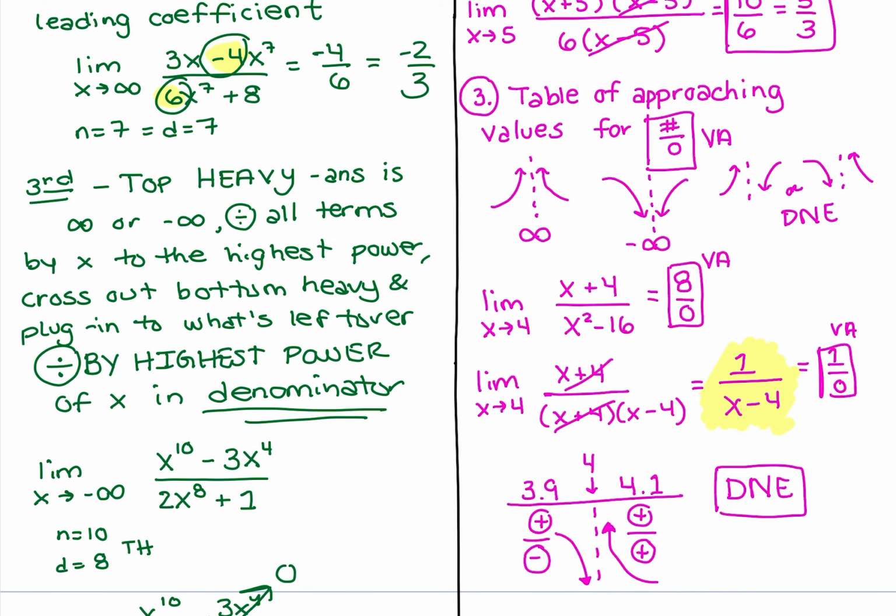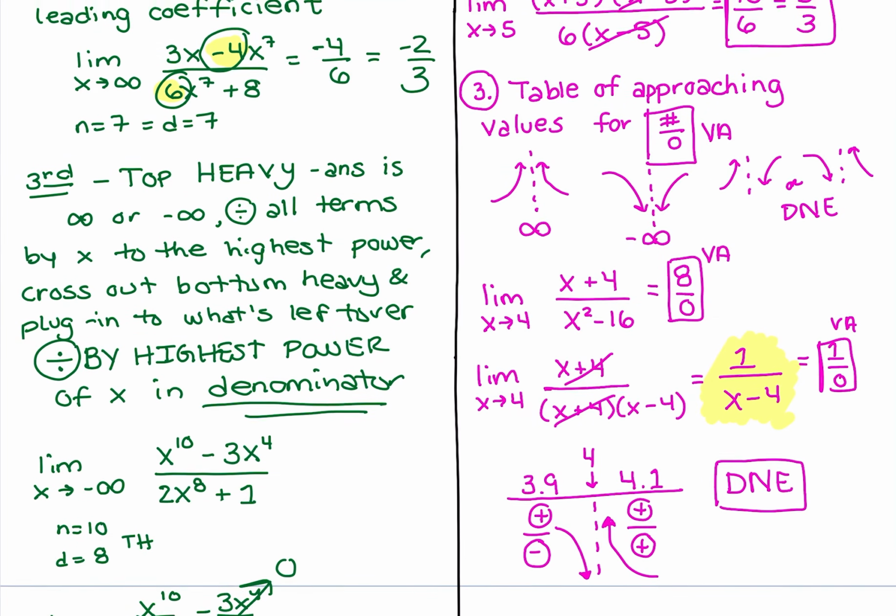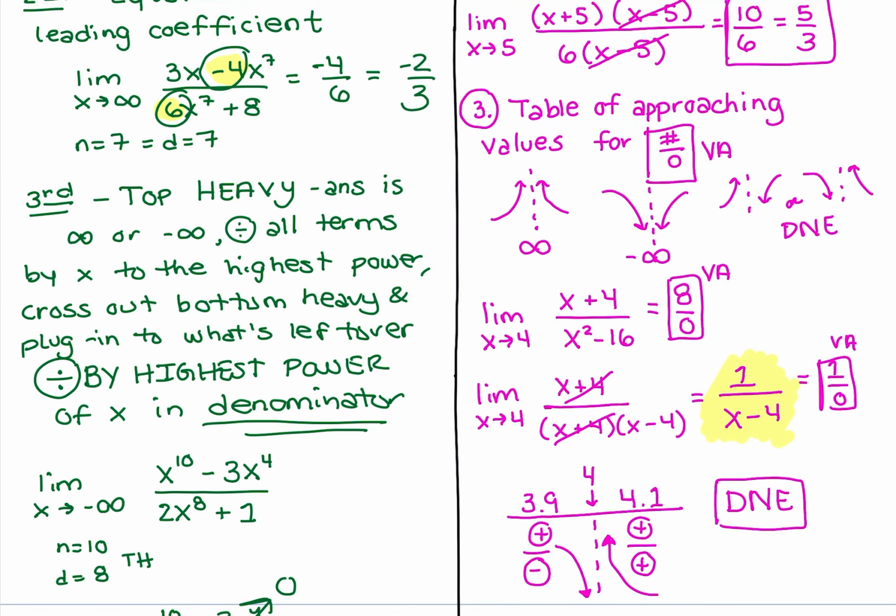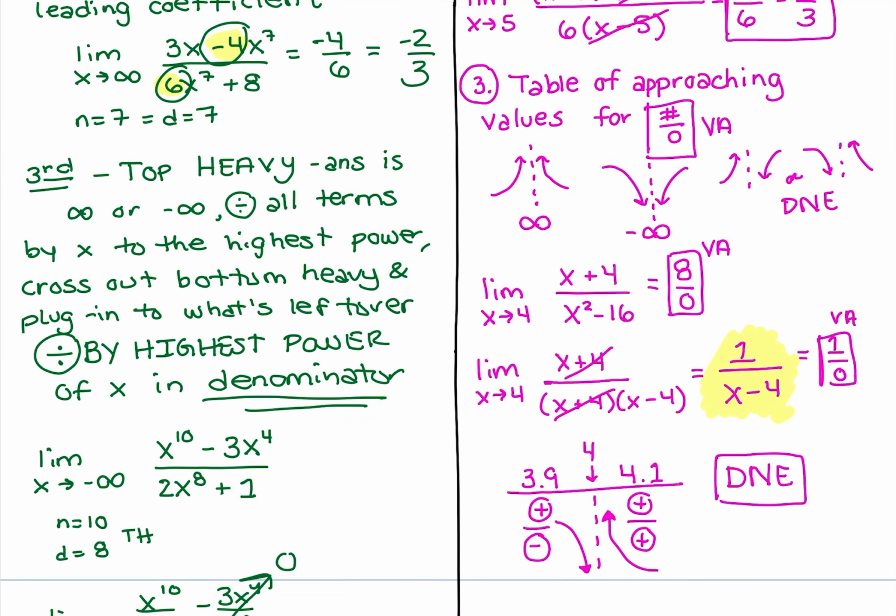So you can plug in. If you get a number divided by 0, you can still try to factor, because that made making our table a little bit easier. I didn't have to use a calculator at all. But we had to make our table of approaching values to see which of our 3 options for a vertical asymptote, which limit we got. And this one, the limit does not exist since our arrows go opposite directions.